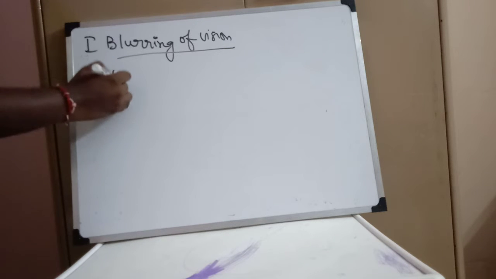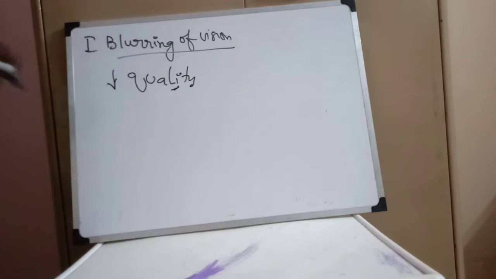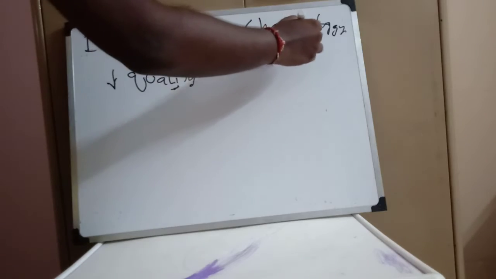The first symptom we are going to deal with is blurring of vision. So what do you mean by blurring of vision? Blurring of vision simply means you are not able to see the image very distinctly. That is, there is going to be a reduction in the quality of the image perceived by the eye. There are many conditions which result in blurring of vision. It is basically hazy or foggy vision.